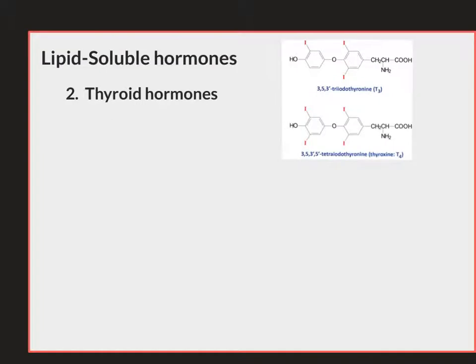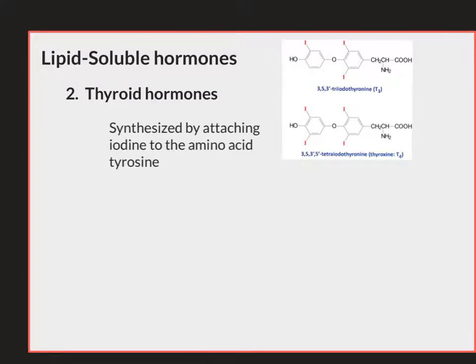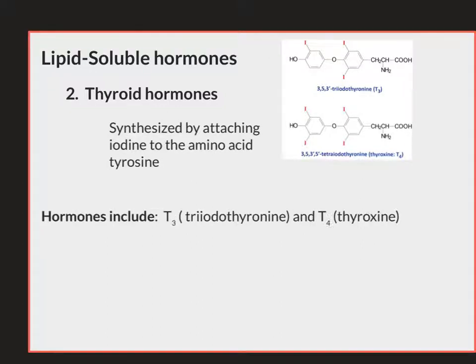Another type of lipid-soluble hormone are thyroid hormones. Thyroid hormones are synthesized by attaching iodine to the amino acid tyrosine. These hormones include T3, triiodothyronine, and T4, thyroxine. They are secreted by the thyroid gland from the follicular cells.